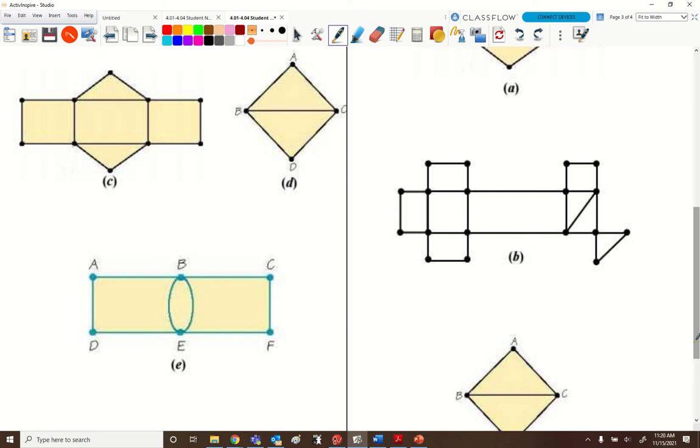All right, did you go through and number them all first? You've got to number all the vertices, valences, edges.